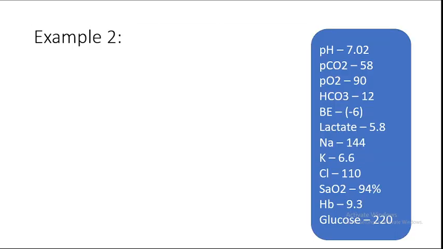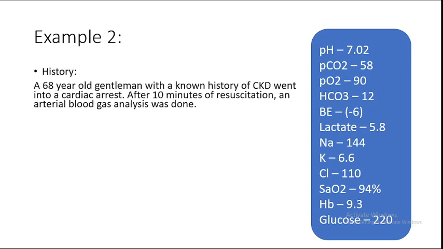So we will analyze another blood gas, right? You are given this blood gas, you are going to analyze this. And what's the first step? You need to know about the patient, right? Okay, this is the history. This is a 68-year-old gentleman, known history of CKD. He has gone into a cardiac arrest and the patient is resuscitated for 10 minutes and arterial blood gas was done. And this is it.